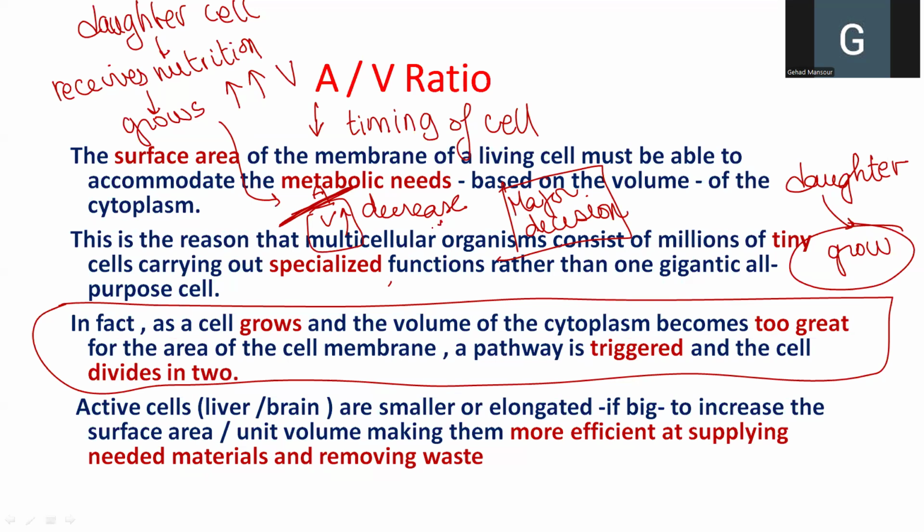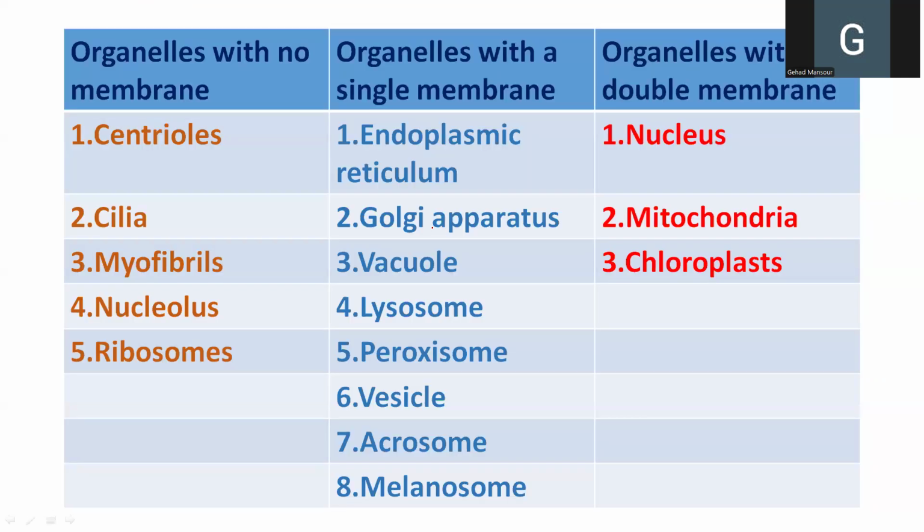Okay, so for example, active cells like the liver and brain are smaller, and if they are big, they would be long but not thick. They'll be just elongated, as if you have a spherical cell and you keep the same volume but you stretch it out to increase the surface area per unit volume, and therefore make it more efficient in exchange and receiving nutrients and getting rid of wastes.